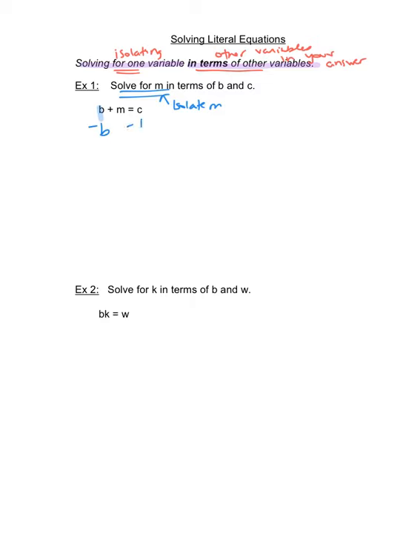We're going to subtract b on both sides. And what that does is it cancels the b from the left side. You're left with m equals, and then you just copy this, c minus b. And you're done. You're done when that variable is isolated. So this just says that m equals whatever c is minus whatever b is. All right, and we're going to go through them just like regular equations.